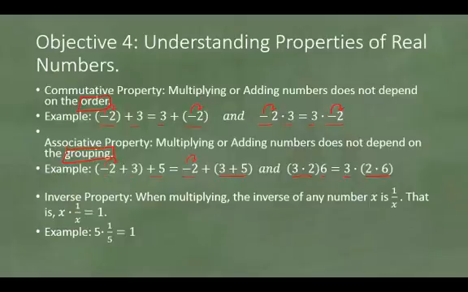The inverse property of numbers. When multiplying, the inverse of any number x is 1 over x. What that means is that x times 1 over x, a number times its inverse, is equal to 1. So 5 times 1 over 5 equals 1. 7 times its inverse will equal 1. What's the inverse of 7? 1 over 7. Negative 8 times its inverse, 1 over negative 8, will equal 1.